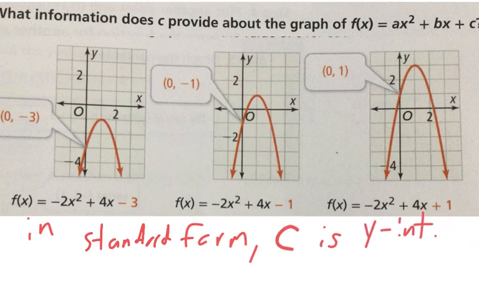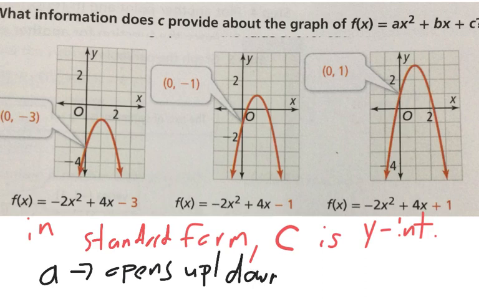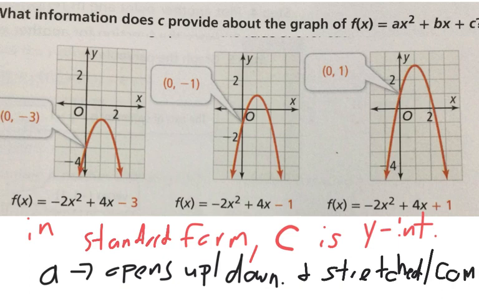So in standard form, C is the y-intercept, and A still tells me if it opens up or down, and it still tells me if it's stretched or compressed. Stretched, that's not how you spell stretched. Stretched, compressed. I'm going to abbreviate because I'm out of room. So the A term still tells me, that's an arrow, A tells me, does it open up or down? And is it stretched or compressed?